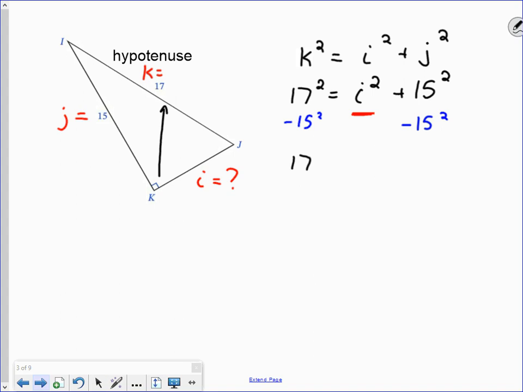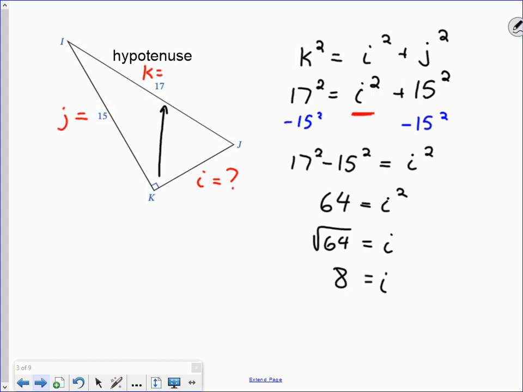So we'll have 17 squared minus 15 squared equals I squared. And now we can start to evaluate. 17 squared minus 15 squared is going to be 64. So I is going to be the square root of 64. I is equal to 8. And we don't have any units here, so we'll just leave it as I is equal to 8.